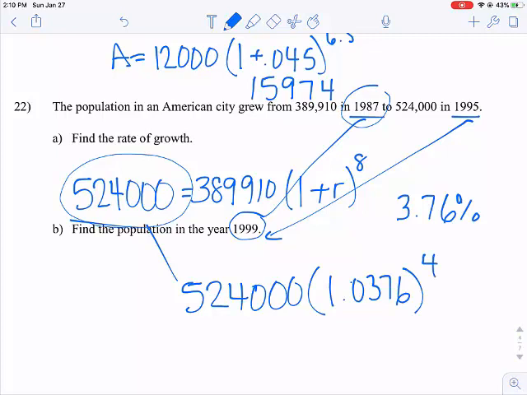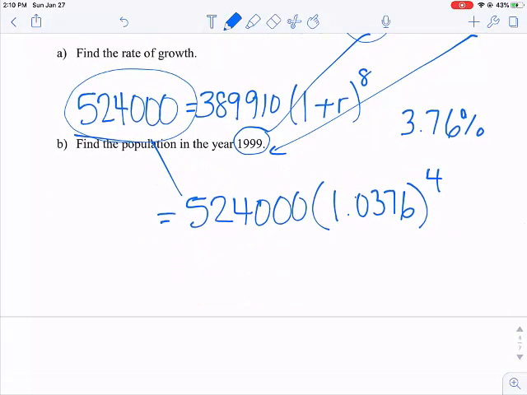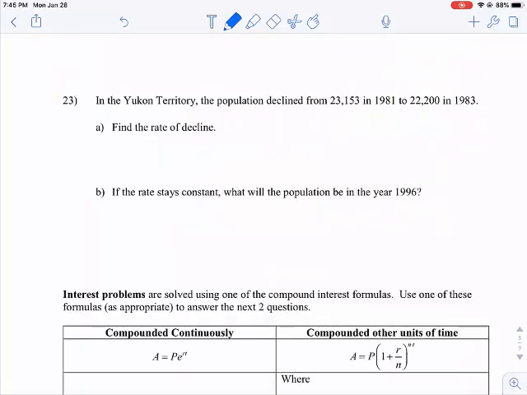But you can use this initial amount of 389,910 and then go 12 years from 1987. Totally up to you. And I came up with 607,366. Again, I'm not rounding up because it's not accurate to round up. So 607,366 people.